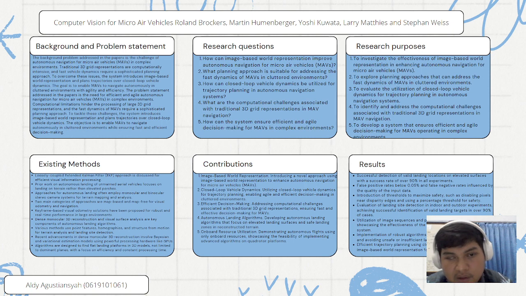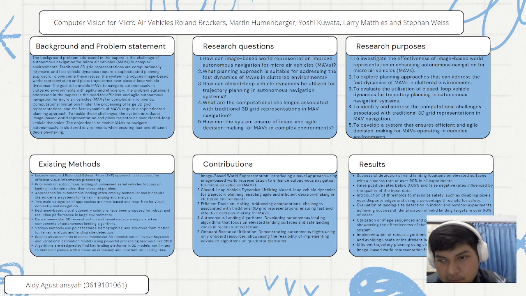Contributions. 1. Image-based world representation. 2. Closed-loop vehicle dynamics. 3. Efficient decision-making. 4. Autonomous landing algorithm. 5. On-board resource utilization. Result: successful detection of valid landing locations on elevated surfaces with a success rate of 90%, which is what we want. False positive rates below 0.05%, and false negative rates influenced by the quality of input data. So then again, that's great.